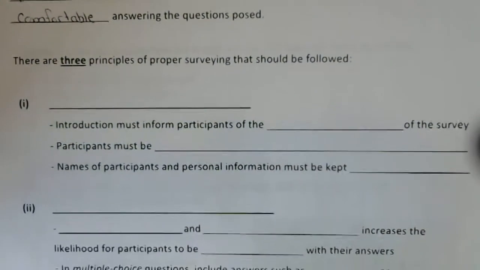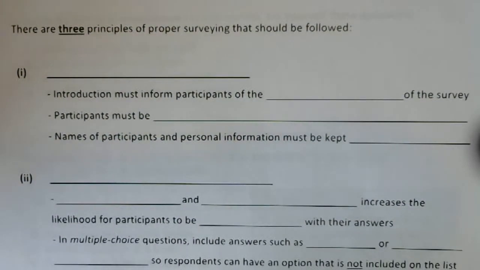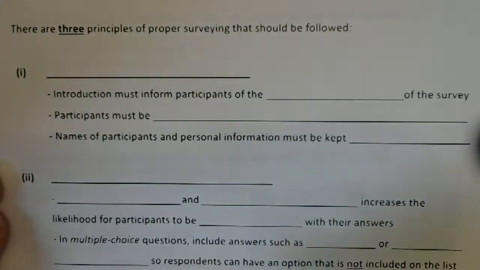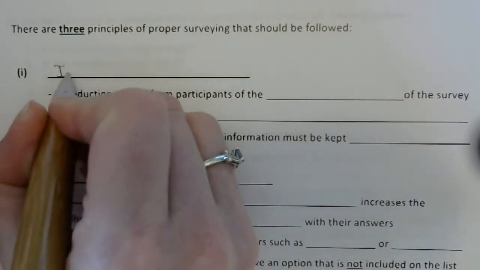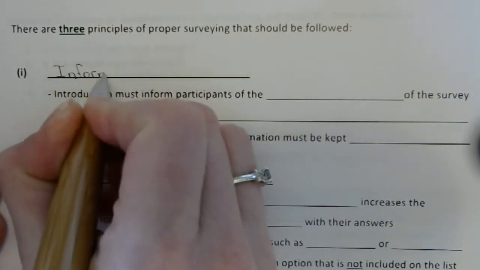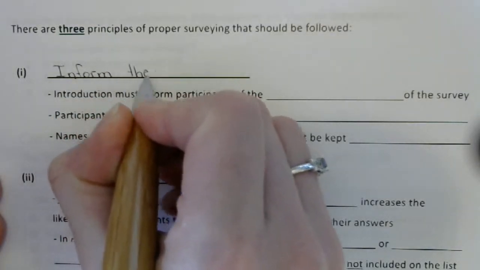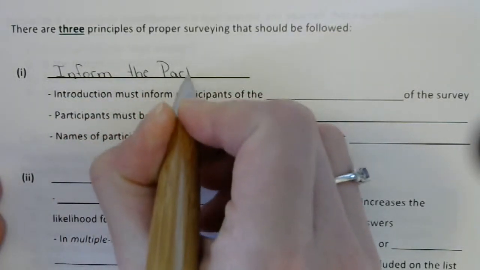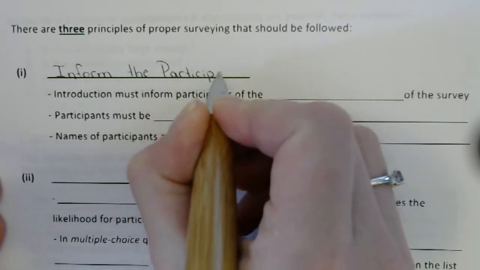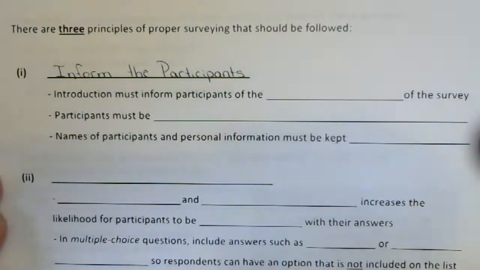We're going to talk about 3 principles for proper surveying that should be followed. If you're going to write a questionnaire or give out a survey, these are things that should be followed. The first is you need to inform the participants. Whoever you are giving the survey to, they need to know why you're doing it, and have enough information that they feel comfortable answering questions.